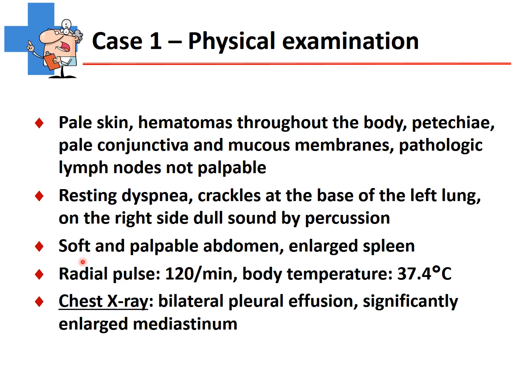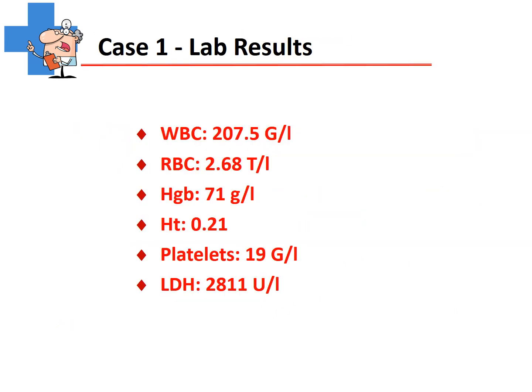Now, the pulse of the patient was 120, so tachycardia. Why? Possibly due to hypoxia and due to anemia. Okay, and her temperature was 37.4, so subfever. Chest X-ray: bilateral pleural effusion, significant enlargement, and a large mediastinum were detected. See here the lab results.